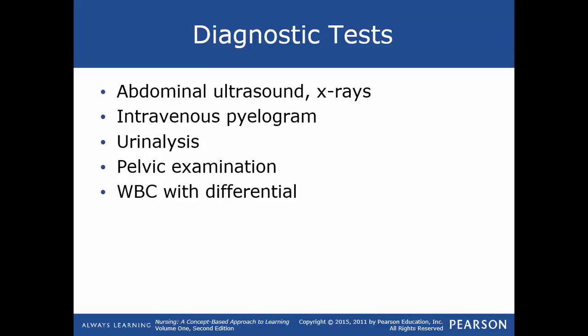A lot of times these diagnostic tests are not only done to confirm a diagnosis of appendicitis but also to rule out other causes. So a lot of times your x-rays, your intravenous pyelogram, urinalysis, and pelvic exam are done more to rule out other causes. Your white blood cell with differential is done to kind of help confirm your diagnosis. You will have an increase in the white blood cells with appendicitis.